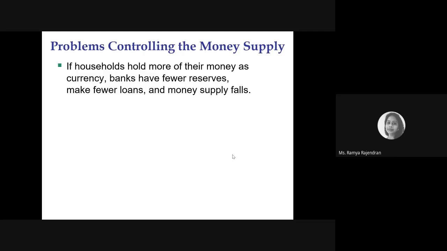There are a few problems that governments and individuals face when controlling the money supply. Let's take an example. We store money only in two areas: we either have it in a pocket or store it in the banks. Let's imagine there is no concept of black money. If households hold more money and don't deposit much in the banks, the banks will not be able to provide loans. How will the banks provide loans?